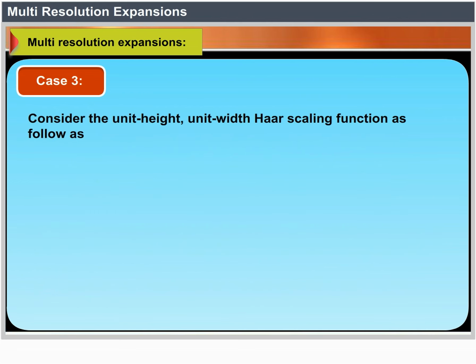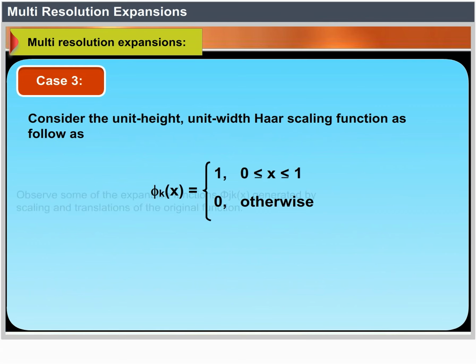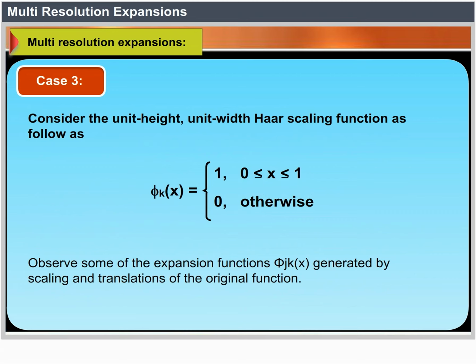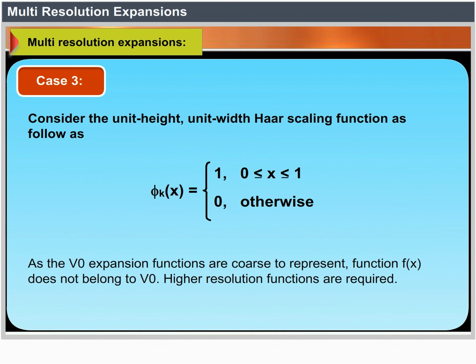Consider the unit height, unit width Haar scaling function as shown on the screen, and observe some of the expansion functions φ_jk(x) generated by scaling and translations of the original function. Function f(x) does not belong to V0 because V0 expansion functions are too coarse to represent it. Higher resolution functions are required.